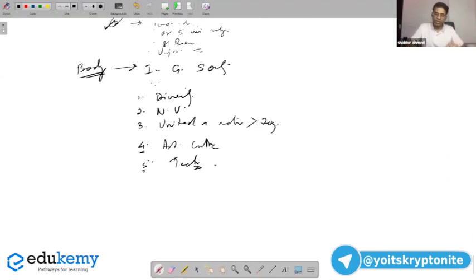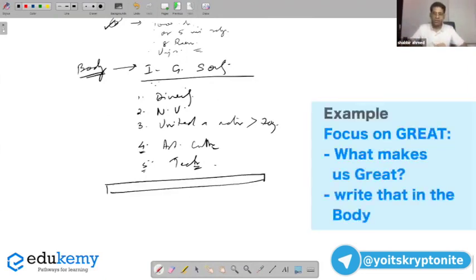Why are we a great society? Elaborate this. Give examples. Develop questions. What makes us great? Our constitution, our democratic systems, our institutions. Go on there. Now come towards the conclusion.